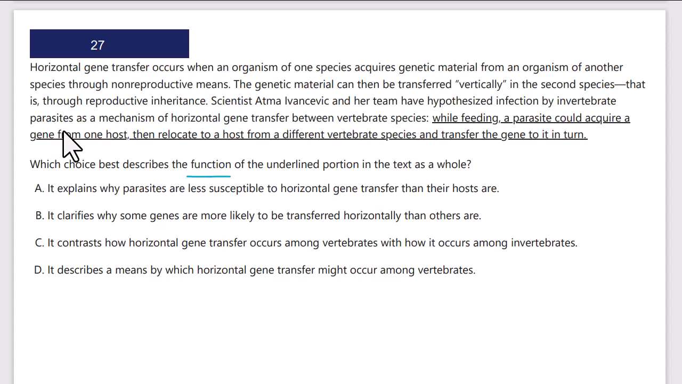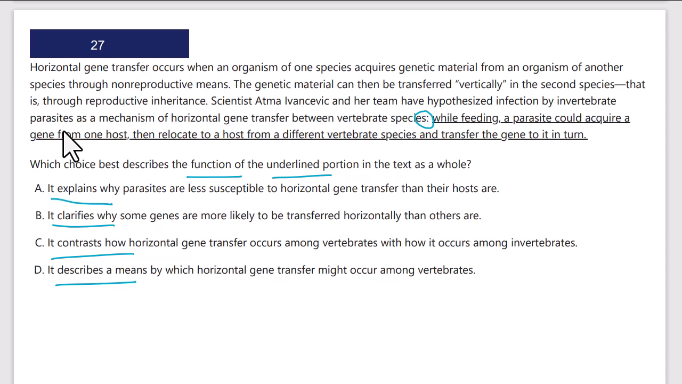Okay, we've got to find the function of the underlined text. Let's read the whole passage here. It's at the end. We'll try to figure out what's going on. It's part of a colon, so part of what it's going to do is explain or give an example of. Explains, clarifies, contrasts, describes. Well, that could be 2 or 3 of those. So let's go ahead and read it.